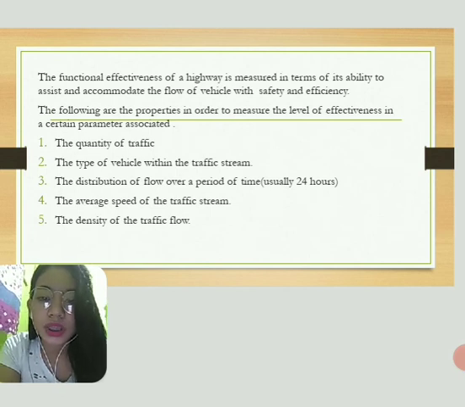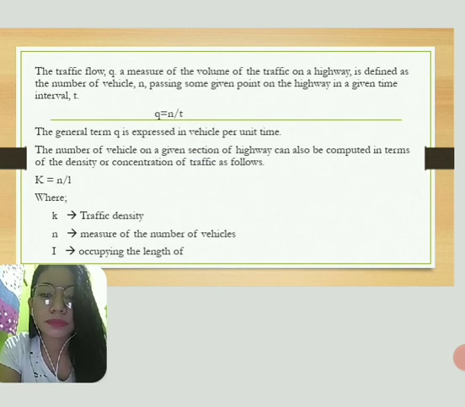First is the quantity of the traffic. Second, the type of vehicle within the traffic stream. Third is the distribution of flow over a period of time, usually 24 hours. The fourth is the average speed of the traffic stream. And the fifth is the density of the traffic flow.